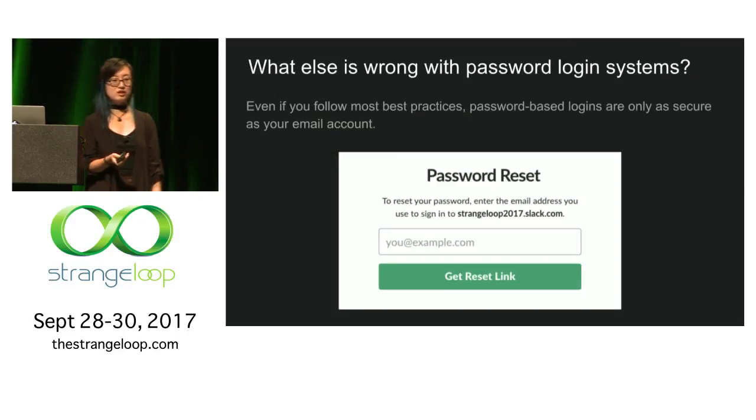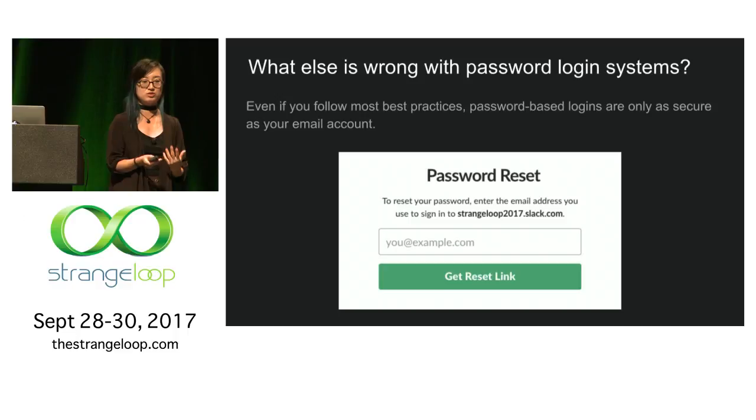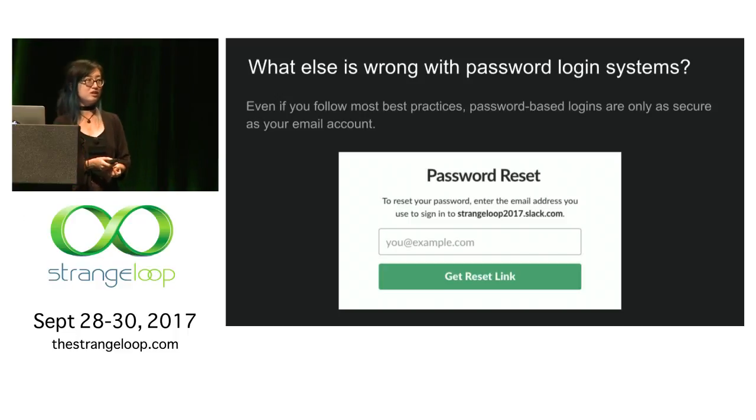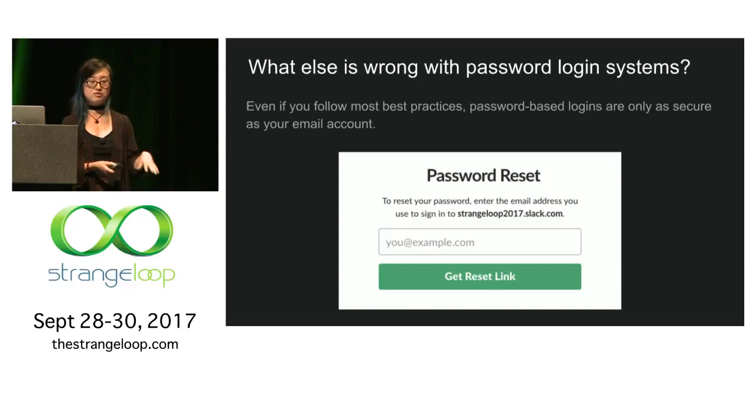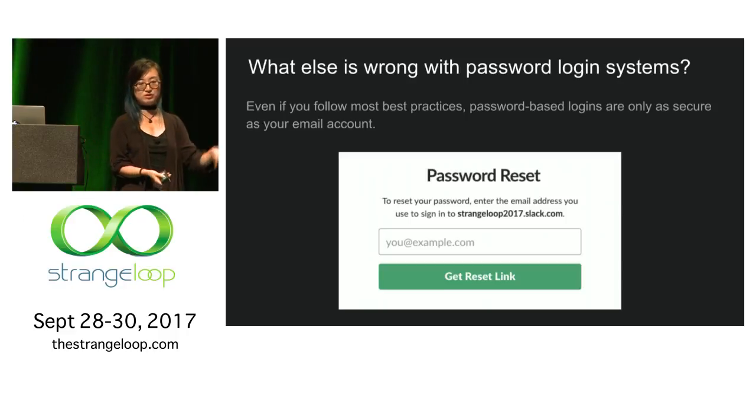There's another thing that's kind of weird about password login systems that you may have noticed, which is that they're only about as secure as your email account. Because if someone doesn't have your password, but they do have access to your email, they can go to slack.com and say, I forgot my password, send me a reset link. And they get the reset link, change your password, and then they can log in forever and see all your Strange Loop messages.